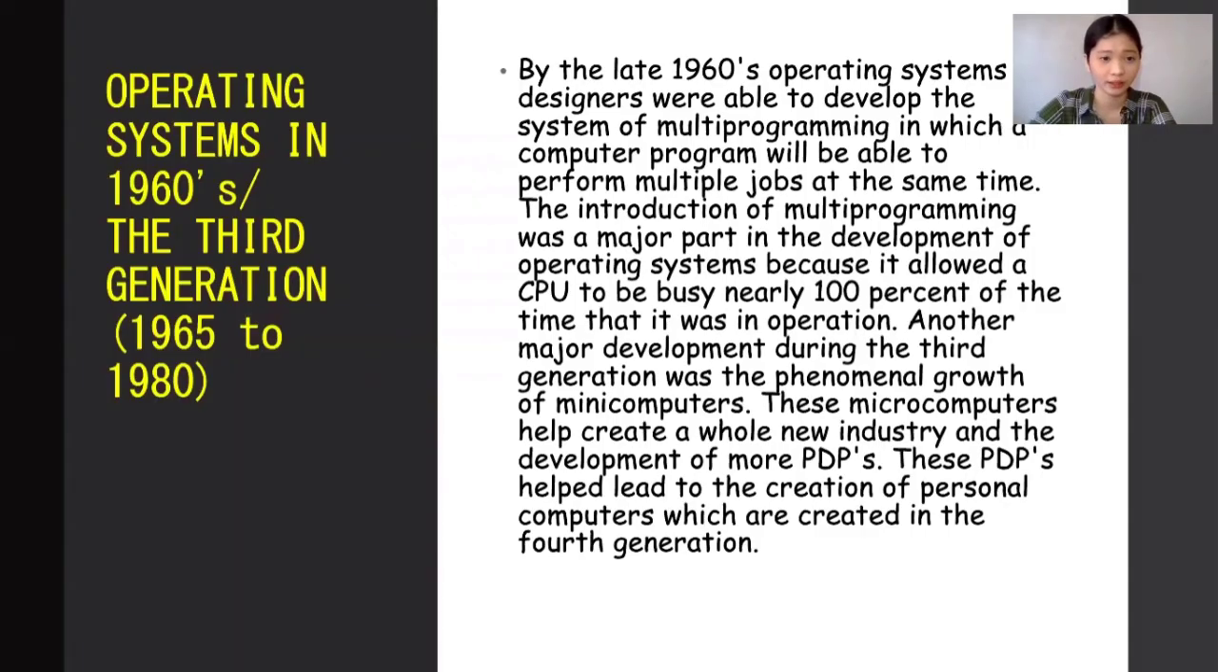So let's proceed to the third generation, in the years 1965 to the 1980s. By the late 1960s, operating system designers were able to develop the system of multi-programming, in which a computer will be able to perform multiple jobs at the same time. The introduction of multi-programming was a major part in the development of operating systems because it allowed a CPU to be busy nearly 100% of the time that it was in operation. Another major development during the third generation was the phenomenal growth of mini-computers.